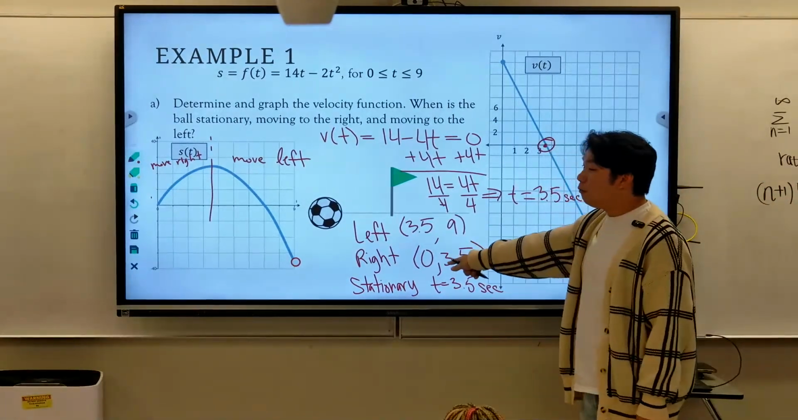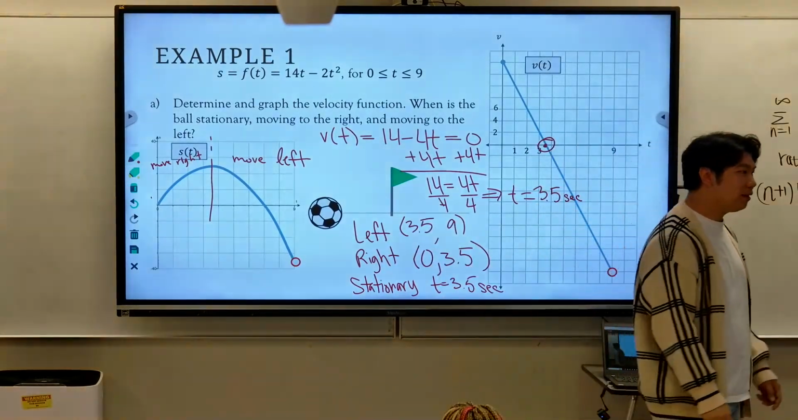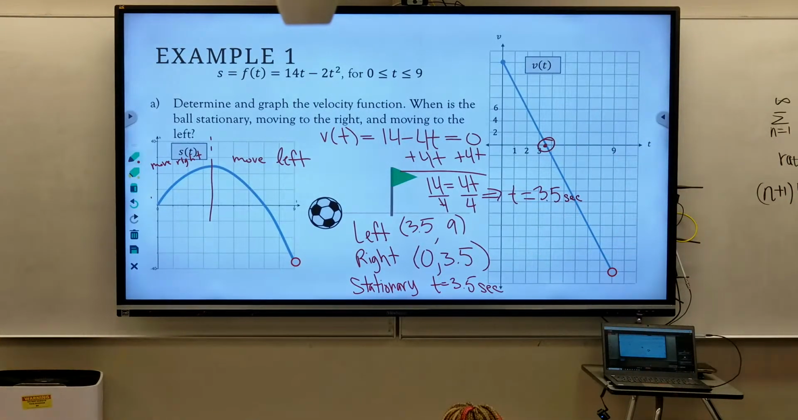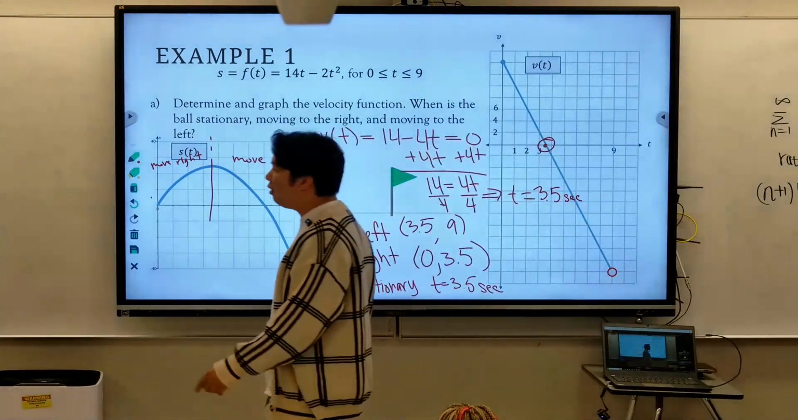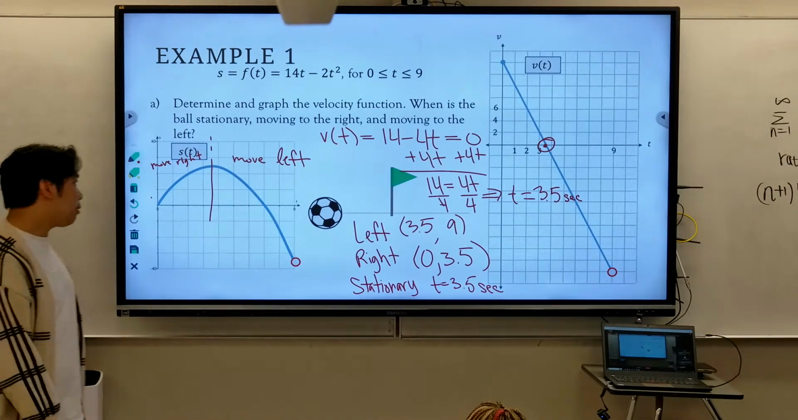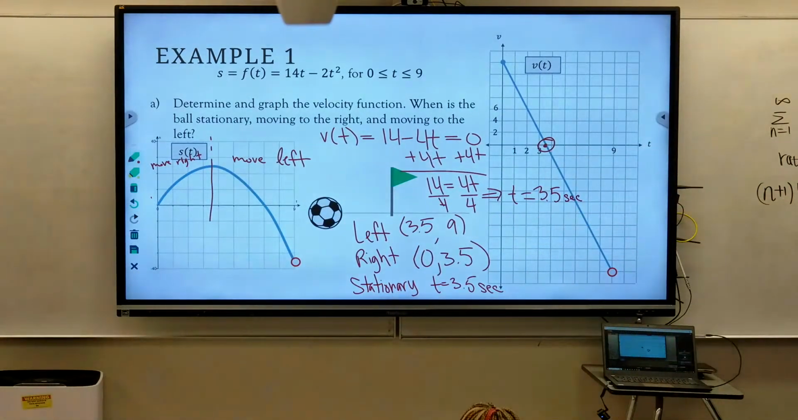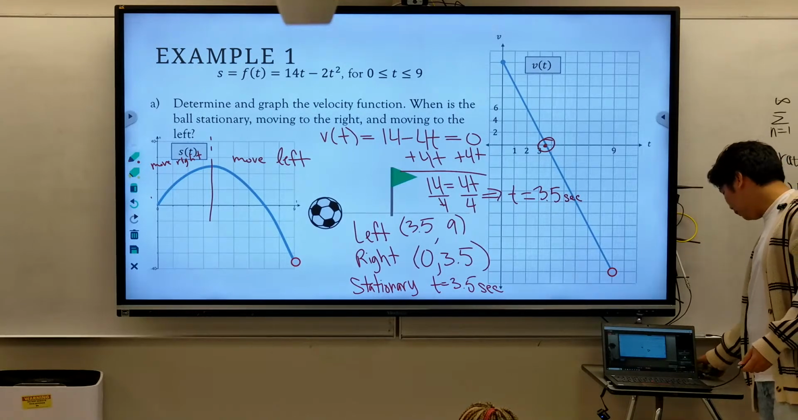So again, what we said here is that for 3.5 seconds, I was moving right. And then I had to turn around at 3.5 seconds. And then I started moving left all the way up until the end of my time observation, because I was only watching for 9 seconds. So we just described the motion of the soccer ball relative to the origin.